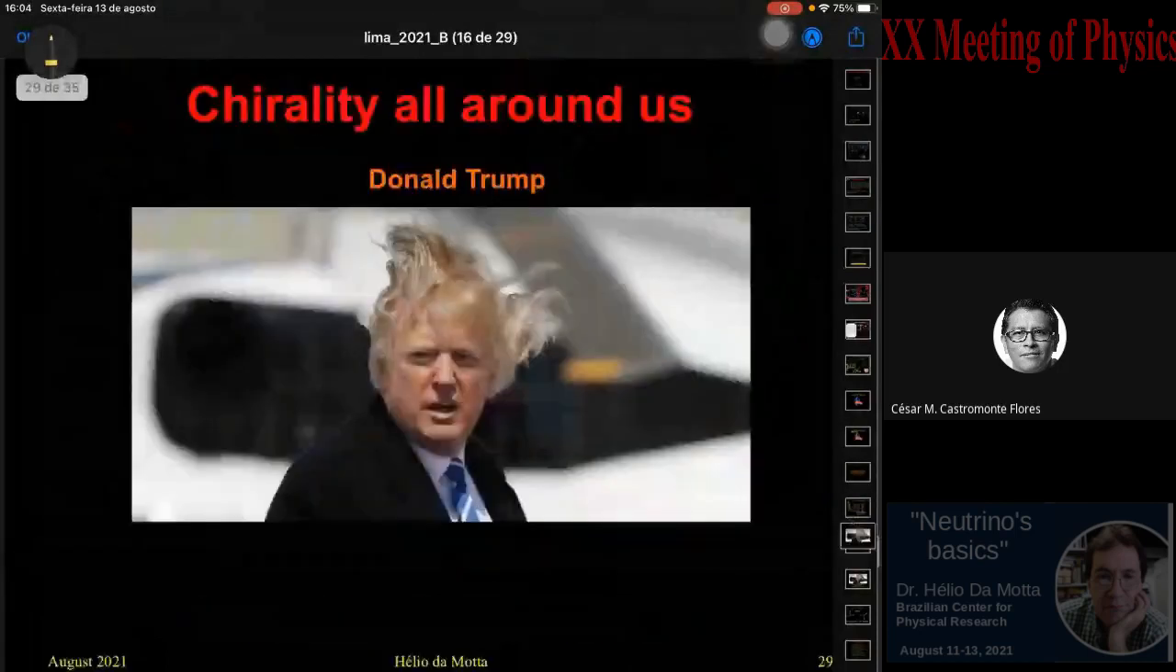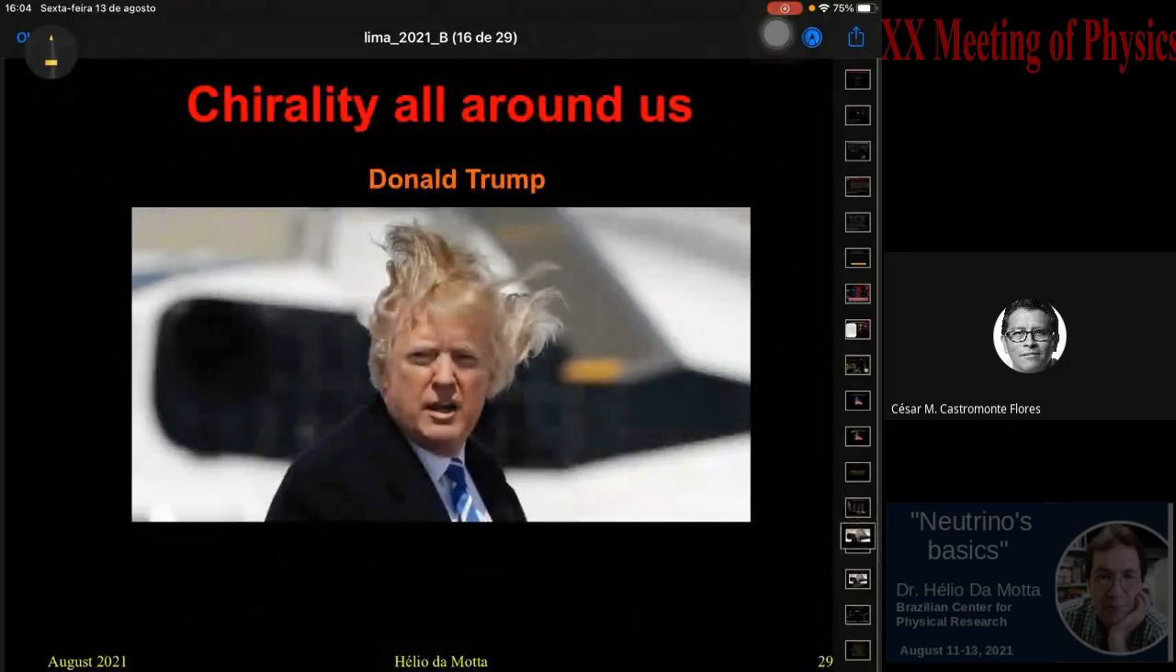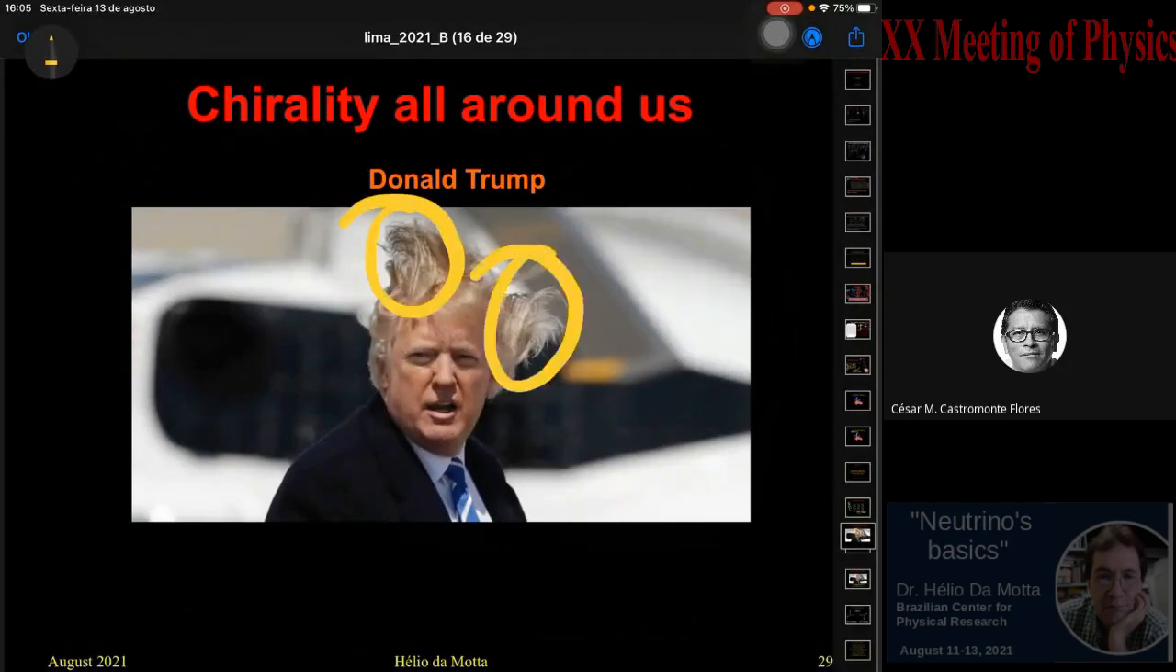Oh, sometimes it doesn't matter. Let's say Donald Trump, for instance. It's a picture of Donald Trump. Okay? See, it's chiral. It's not symmetrical. If you take this picture in a mirror, you cannot superimpose them. The hair is totally out of proportion. So if you take the image all the way around, they will not coincide. So Donald Trump is chiral.